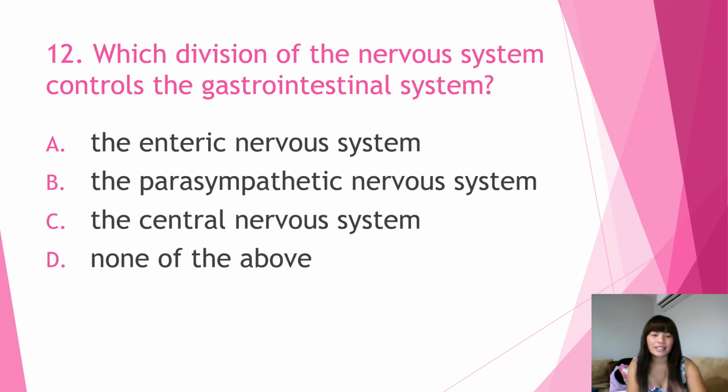Okay, of course it's not D. Okay, the answer to this is letter A, the enteric nervous system. Enteric nervous system, enteric means relating or occurring in the intestines. So gastrointestinal system has a connection to the enteric nervous system. So the answer is letter A.